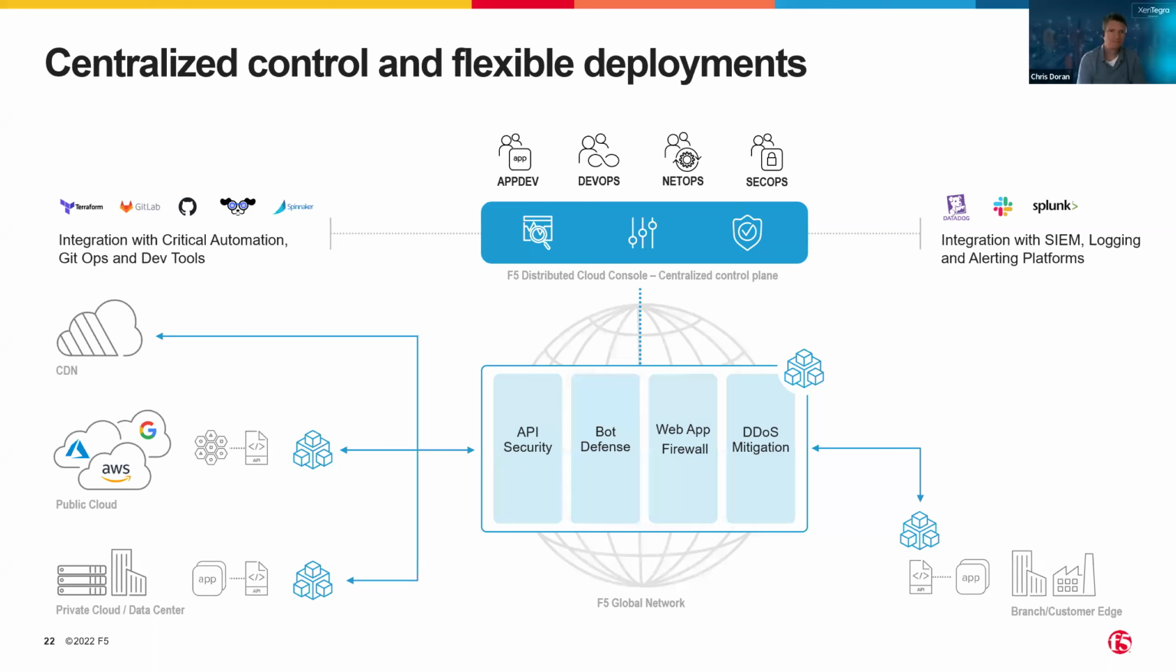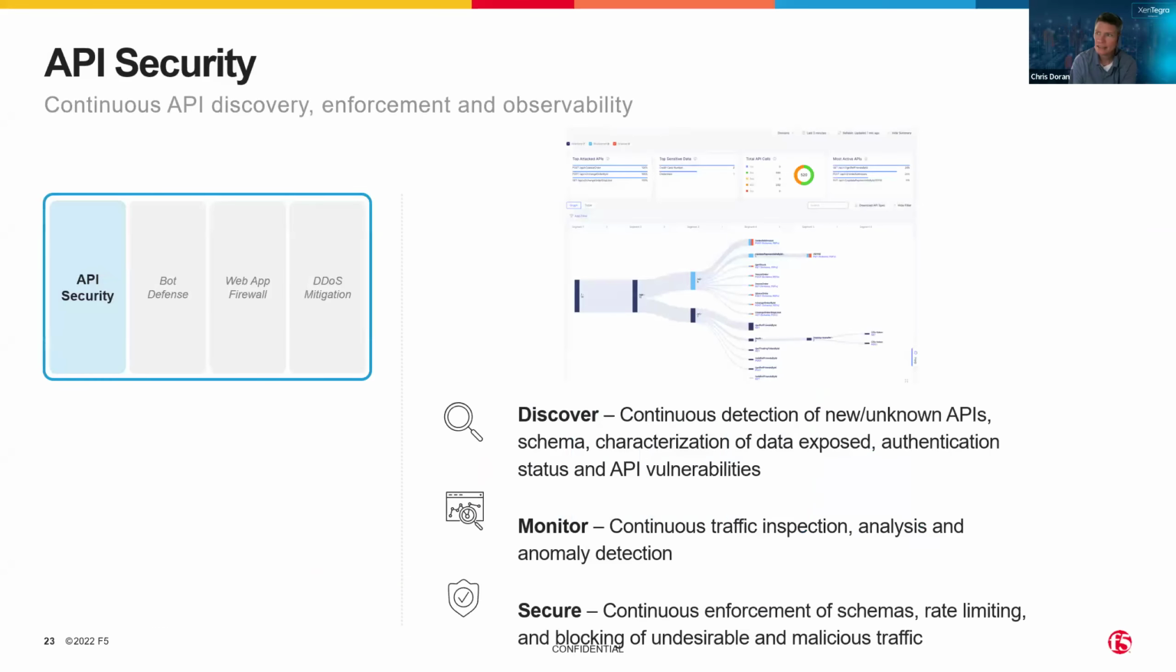All right, there we go. As we pointed out there and recapping, centralized control and flexible deployments again. Click over to the next slide. API security piece. I wanted to do a recap real quickly on those four main pillars. So we'll start out with the API security here.